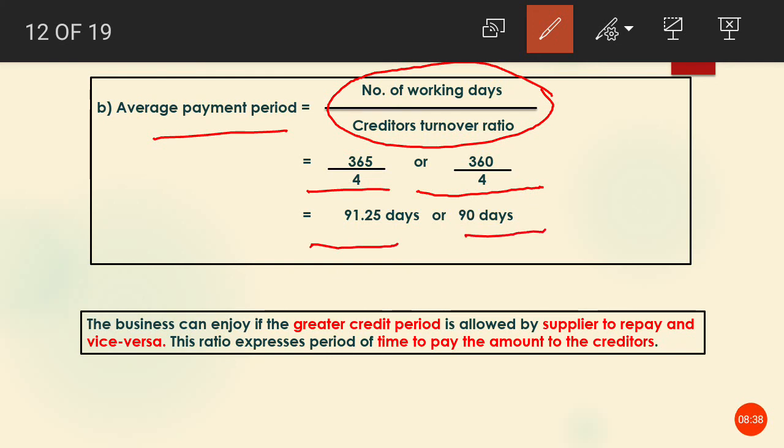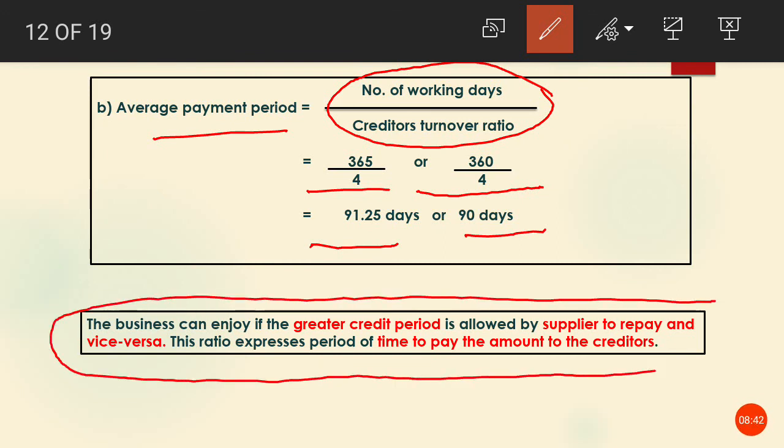The business can enjoy the credit period if it is allowed by suppliers to repay, and vice versa. This ratio expresses the period of time to pay the amount to the creditors.